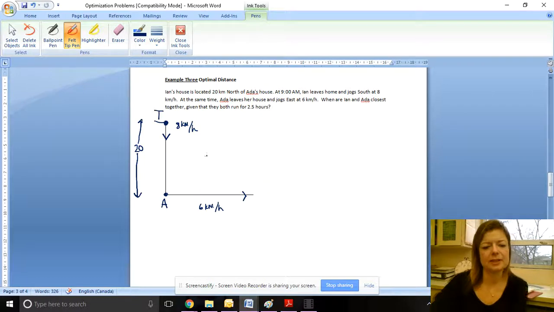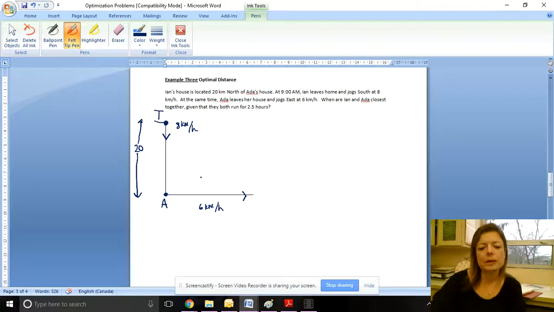So when are they closest together? So think about what this actually looks like. At the beginning, we know that they're 20 kilometers apart because Ian's starting from here and Ada is starting from her house. If we think about this, he's going for 2.5 hours. So 2 hours at 8 kilometers is 16 kilometers, and then another 4. So he's going to be going 20 kilometers. So he's actually ending up at her house, and she is going to be going 6 kilometers for 2.5 hours. So 6 plus 12 plus 3. So she's going to be 15 kilometers this way.